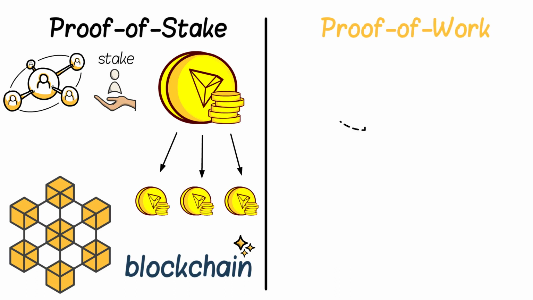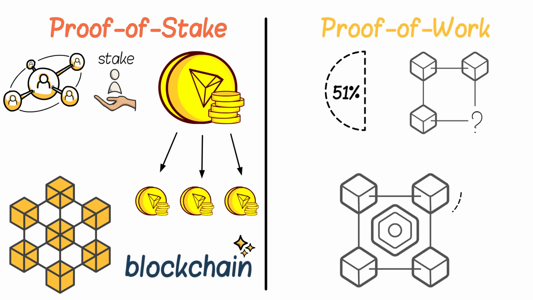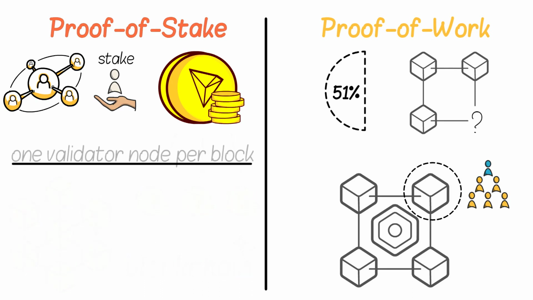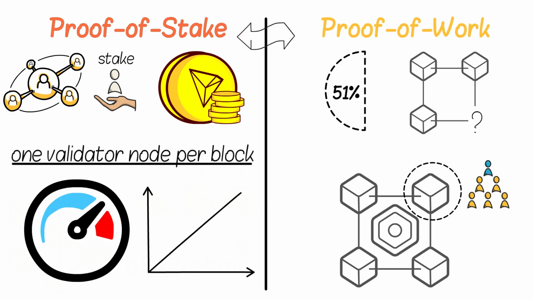In short, under proof of work, they look for a consensus of 51% or more from all the validating nodes to confirm the next block, whereas proof of stake requires nodes to lock up some of their tokens as collateral and then selects the node with the most stake to validate incoming blocks. Ultimately, the proof of stake consensus mechanism creates a one validator node per block setup, making it much quicker and more scalable than proof of work.